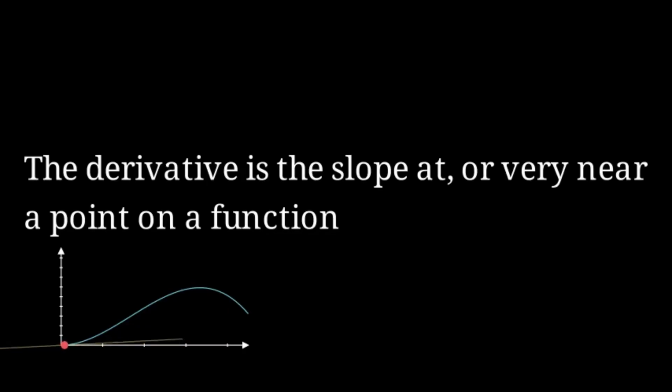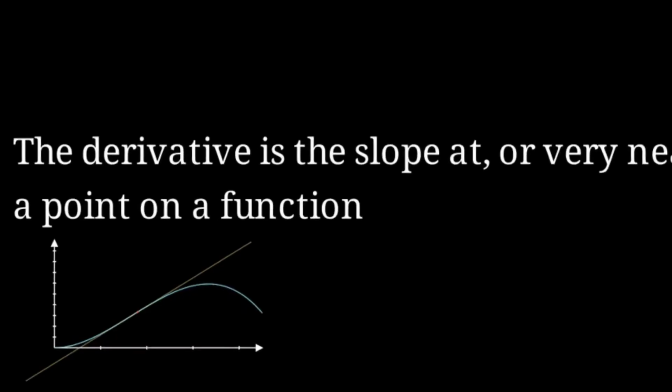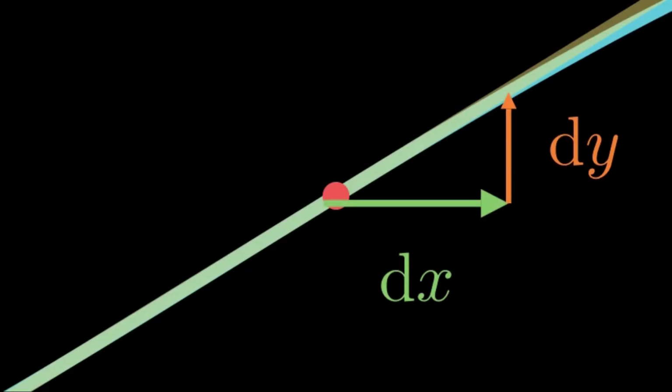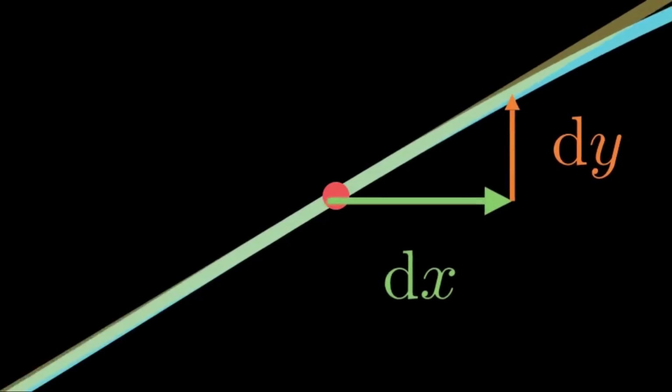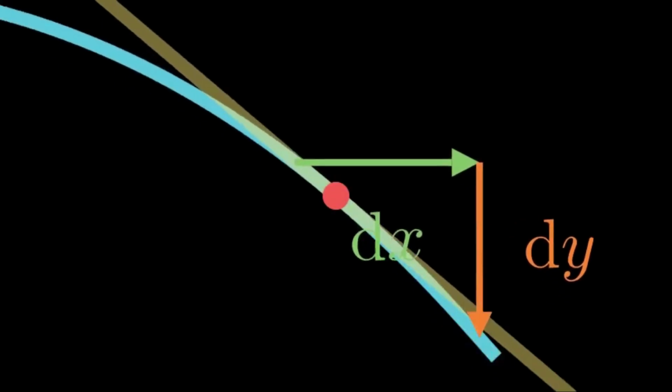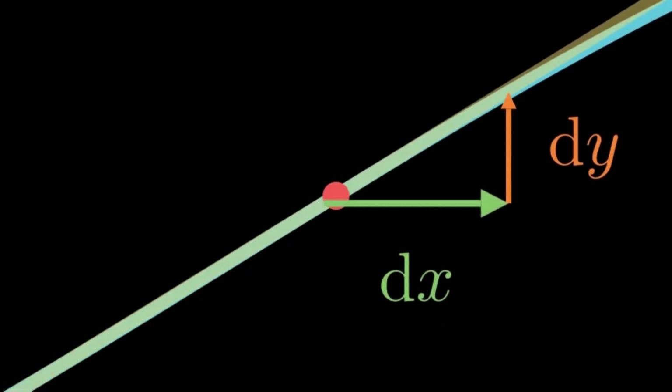We can zoom in on this point and displace its x by a small value dx and its y by a corresponding value dy. The slope between the point and the new point created by the displacement is dy over dx, and we can approximate the slope directly at the point by making dx smaller and smaller.